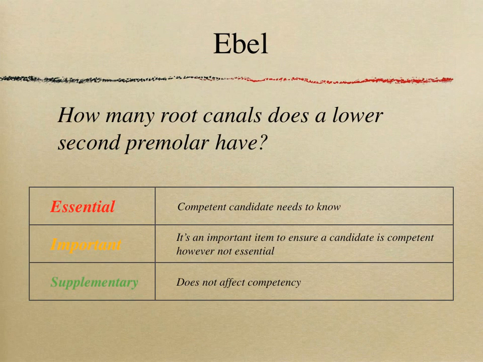Let's have a look at this item. How many root canals does a lower second premolar have? Is this essential? Is it important or supplementary? Now, if a dental student whom I let through to graduate doesn't know how many root canals a lower second premolar has, does it make him incompetent? Probably he would end up removing a little bit more tooth tissue, so it's not great, but it's not really a safety issue. So you may again argue between essential and important.